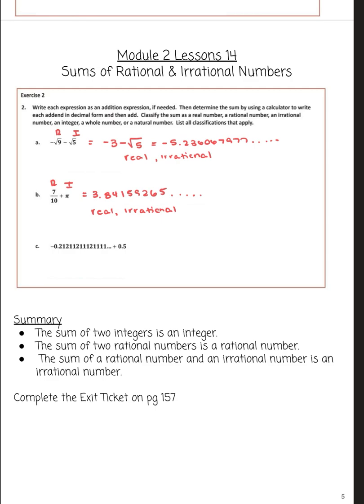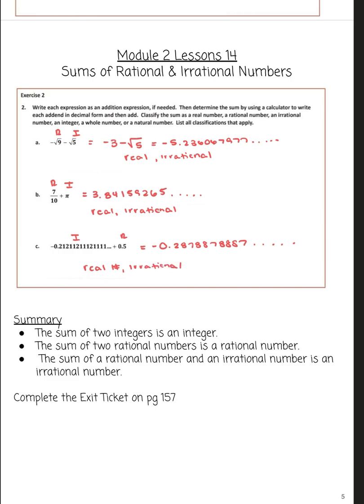And then for the last example, we can definitely see that this first number here is irrational, and our second one is rational because it's a terminating decimal. When we put this into the calculator, we get negative 0.28788788887 and so on. All right. And we can classify this as a real number and irrational.